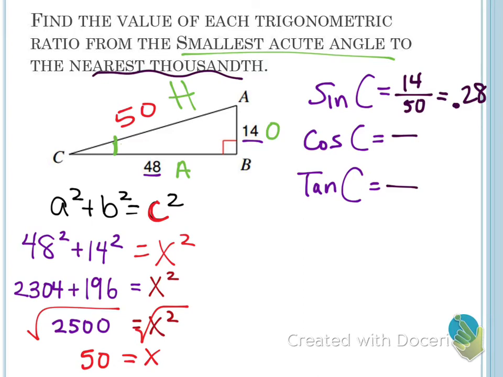Okay, so cosine, how do you spell CAH? C-A-H. So the adjacent goes on top, 48, over the hypotenuse, 50. This is 0.96. And then tangent, so TOA. So TOA is opposite 14 over the adjacent 48, which is what as a decimal rounded to the nearest thousandth? 0.292. The 6 makes the 1 round up to a 2. This would be it.